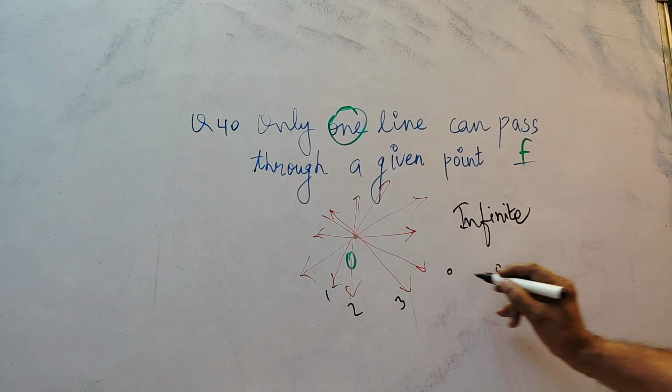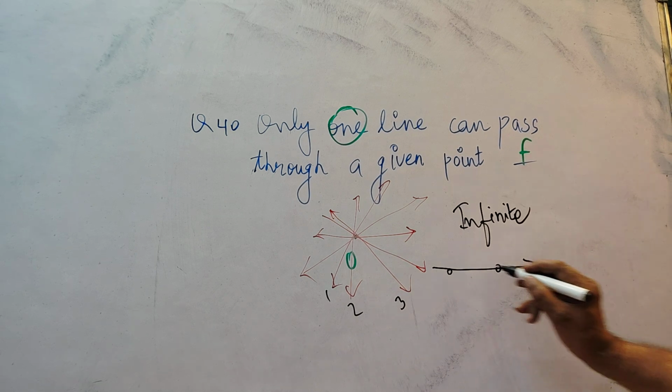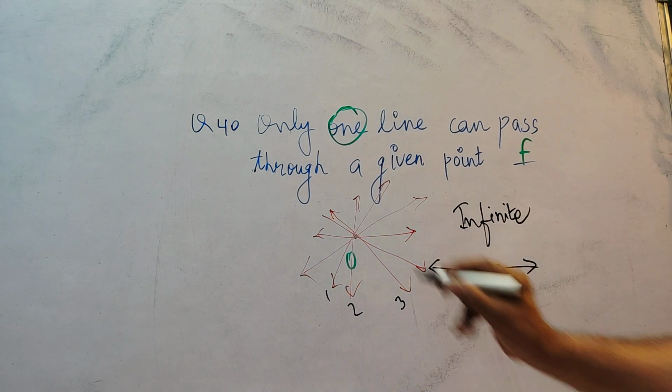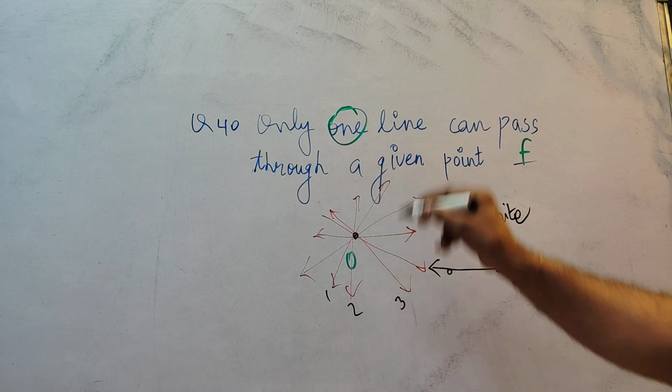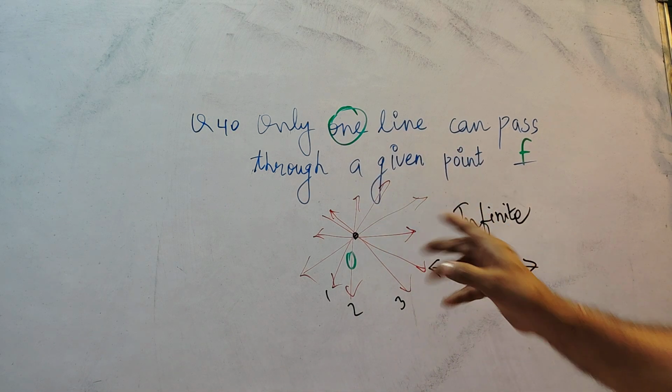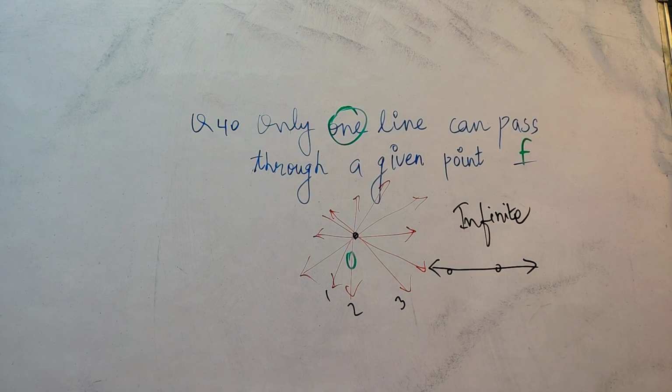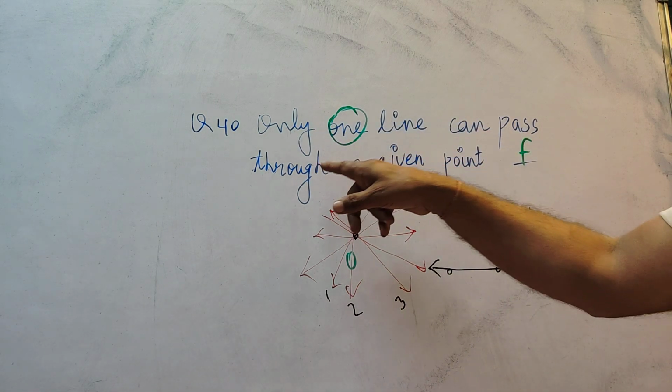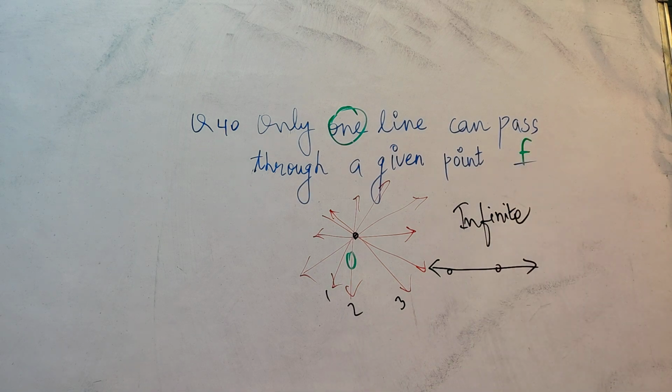But if 2 points are given, then only one line can pass. But if only 1 point is given, in that case, in different directions, so many lines can we draw. So infinite. The question says only one line can pass through a given point. That's why it is false.